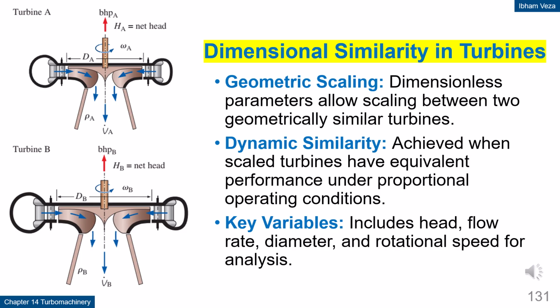By using dimensionless parameters, the relationships among head, flow rate, diameter, and rotational speed can be analyzed consistently. Geometric similarity ensures that the flow pattern remains relatively the same. Dynamic similarity ensures that the ratios of dominant forces are also the same. This approach is the foundation for scaling from model to prototype.